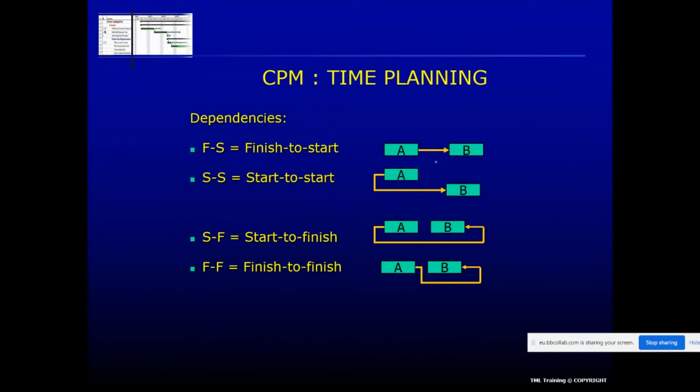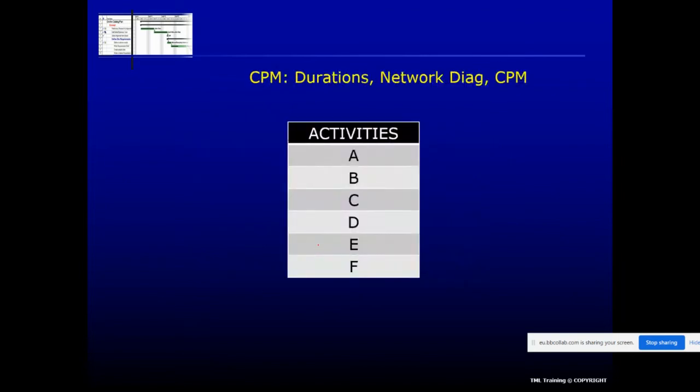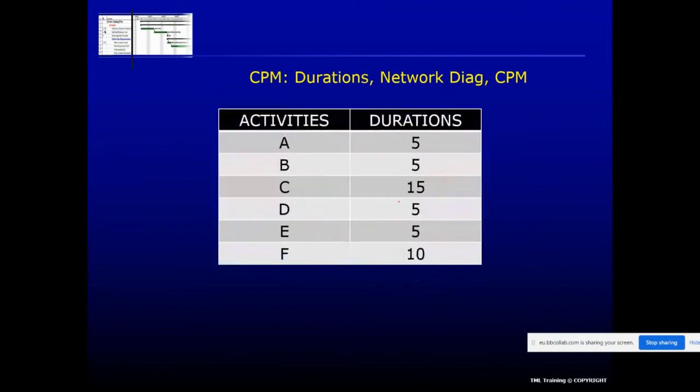Dependencies, I'm not going to chat through this tonight. The main dependency and the common one which we always use is finish to start. A must finish before B can start. And that's really pretty much the only one we use. There are some exceptions. The other one is a start to start, but these other two don't show up very often at all. So we have here 6 activities, A, B, C, D, E, F.